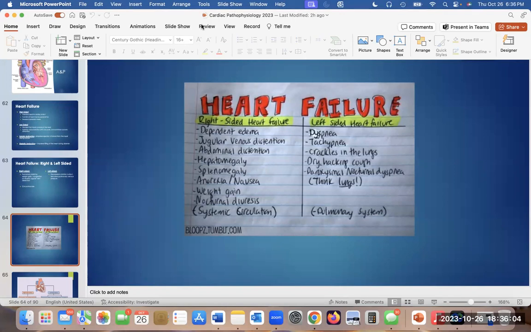They might have weight gain. Why? Because the fluid is building up and going back into their body. That is why it's so, so important to do daily weights with our heart failure patients. And they might have anorexia because they might not be able to eat as much or tolerate as much.